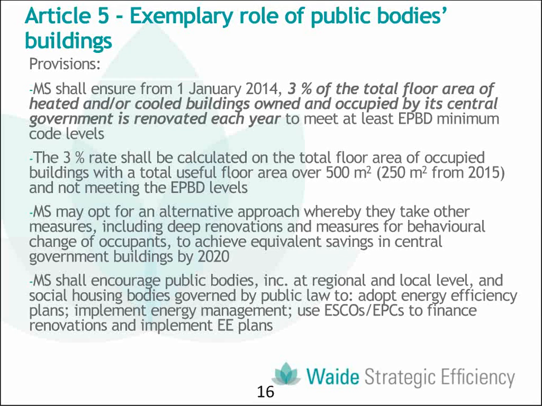Article 5 concerns the exemplary role of public bodies' buildings, and the key requirement is that 3% of the floor area occupied by central government should be renovated each year to meet at least minimum energy performance and building directive code levels. So this essentially means that the central government building stock is used as a catalyst and exemplar for how to meet these higher energy performance requirements which are being introduced in progressively much tighter building energy performance codes.